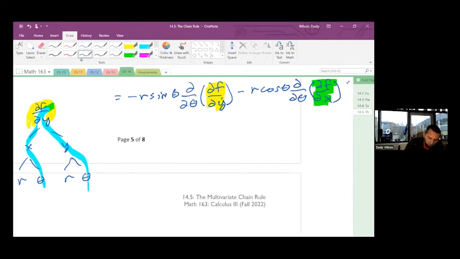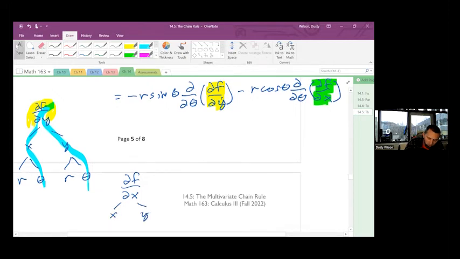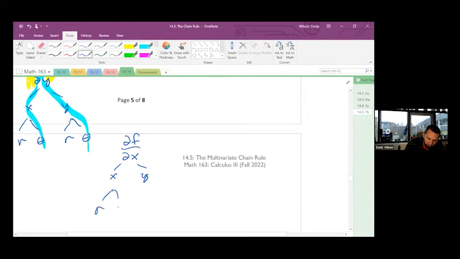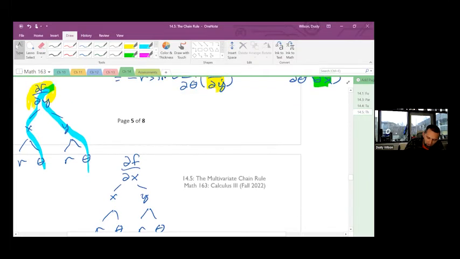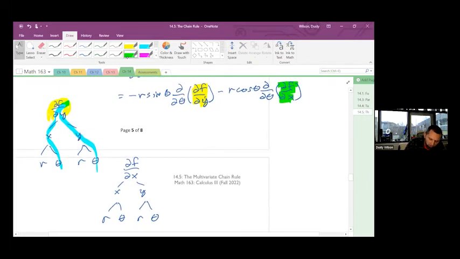Similarly, if we have the partial derivative of F with respect to X, that's a function of X and Y, which are in turn functions of R and theta. This is the green bit right here. And we want the partial derivative with respect to theta. So again, we're going to follow down the theta paths. This is going to take a little bit of writing to figure out what's going on.